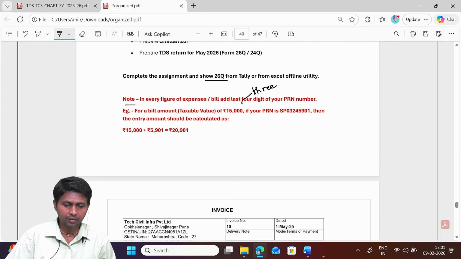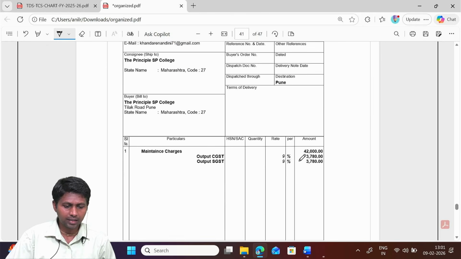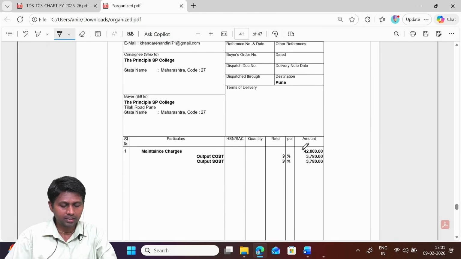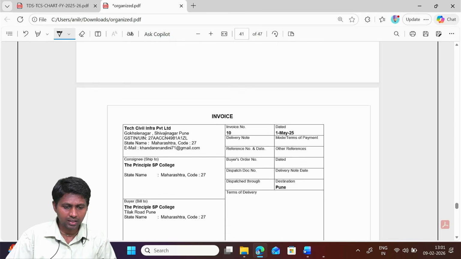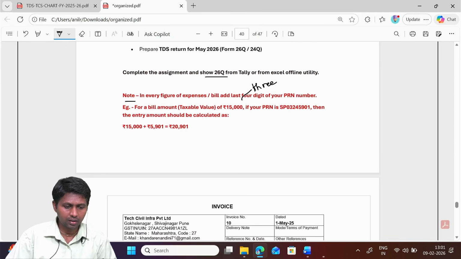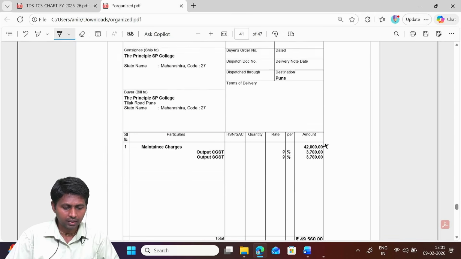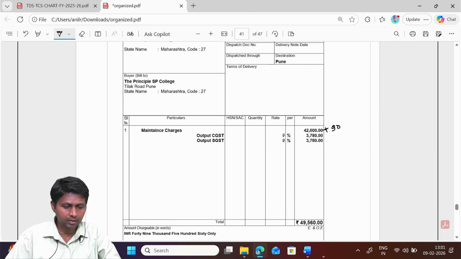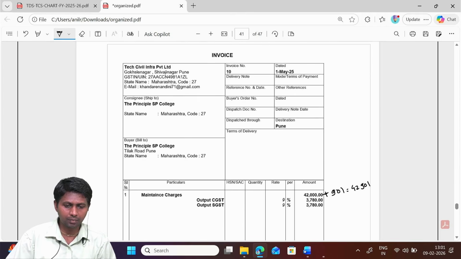This is the taxable value. I have already explained this in the last assignment. Suppose my PRN is SP dash dash dash, and at the end I have 901 in my PRN. That means add 901 in the taxable value, so you will get 42,901 as the taxable value. Then add 9% CGST and 9% SGST to get the final amount. By adding these amounts, prepare a bill register.